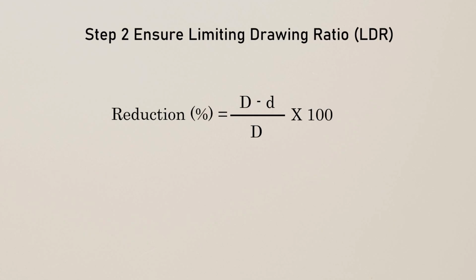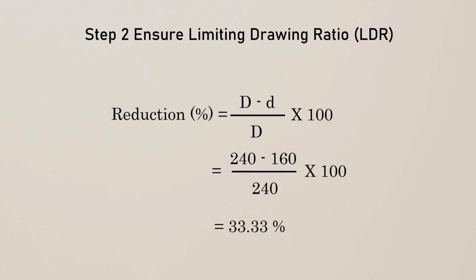And now let's calculate the reduction percentage. So it will be 240 minus 160, the desired diameter, divided by 240, times 100. So it will be 33.3%. Since the reduction percentage is 33.3%, which is less than 45%, it means we can safely achieve this shape in a single stage of drawing operation.